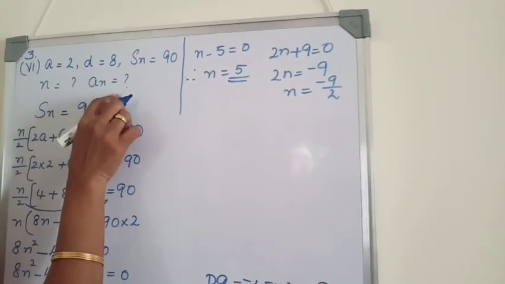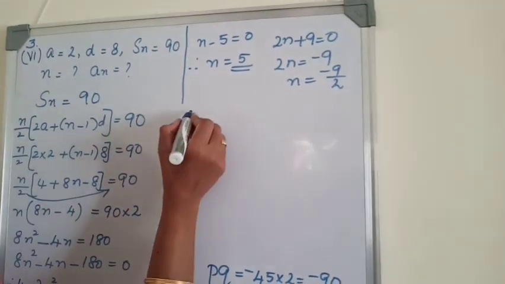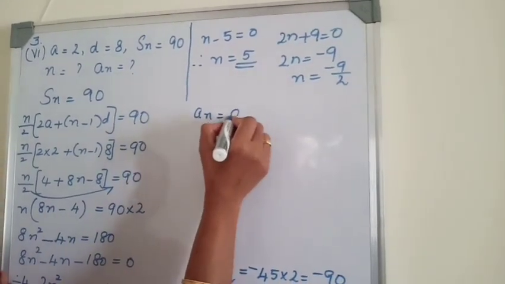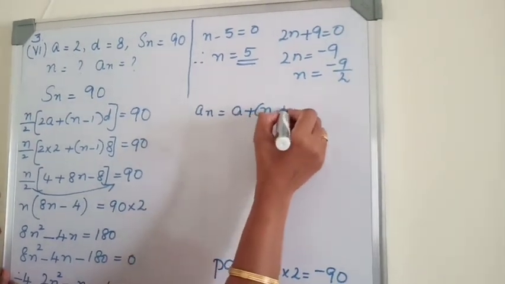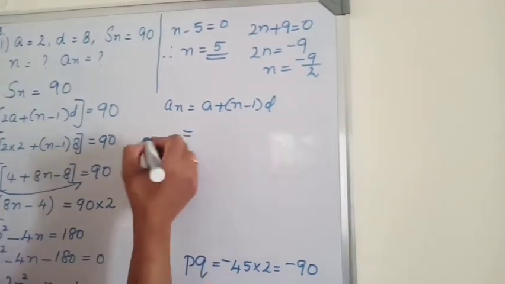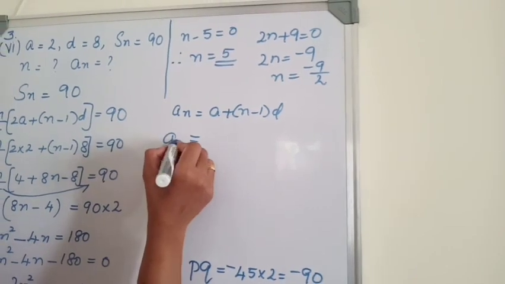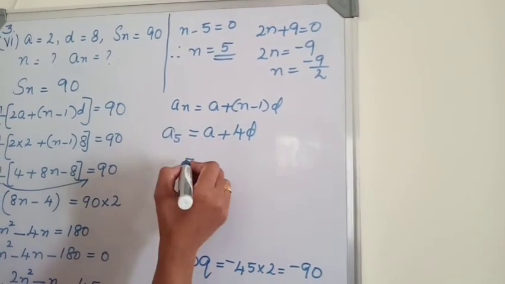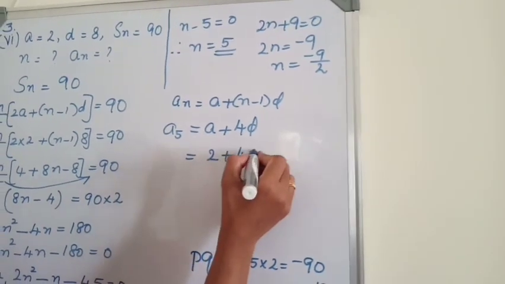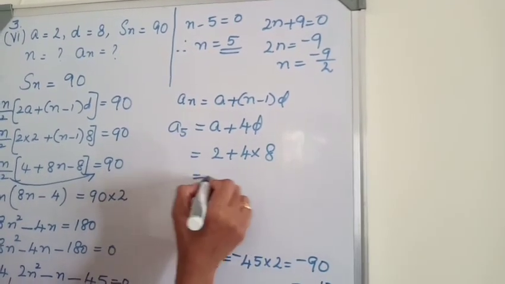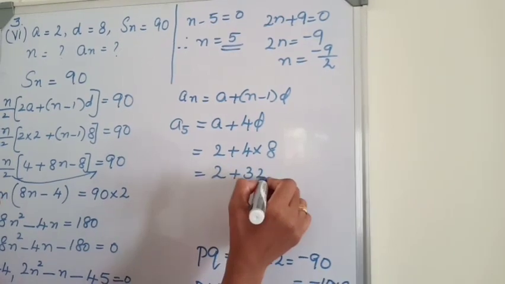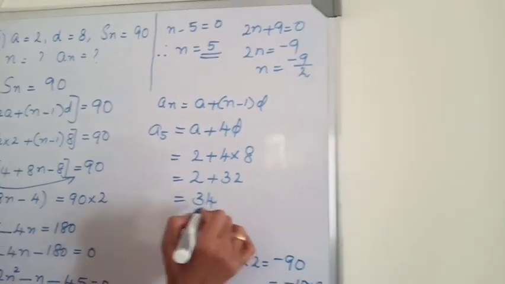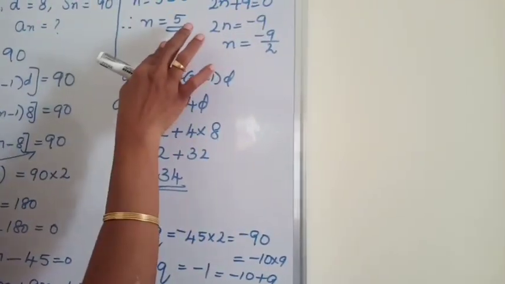Now we have to find out an. So we'll write an is equal to a plus (n minus 1) into d. N is 5, so we will write directly a plus 4d. an equals 2 plus 4 into d, which is 8. 2 plus 32 is equal to 34. So an is 34 and n is 5.